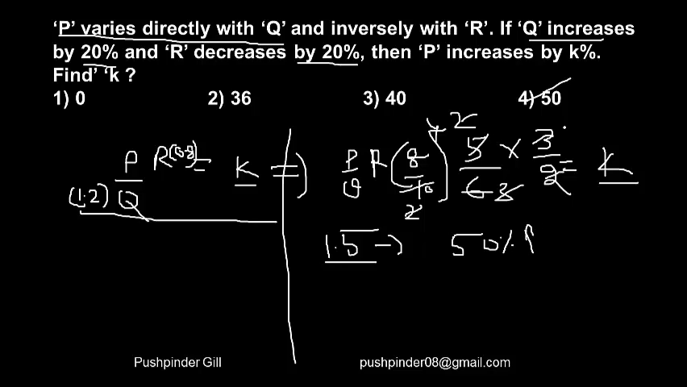Fine, this is pretty simple stuff. When a number gets multiplied by 1.5, it increases by 50%, which is nothing but 1 plus 50 by 100, right? So this is nothing but 50%. So you see how easy the question was. P varies directly with Q. That means P upon Q is a constant. And inversely with R, that means P into R is the constant. And if Q increases by 20%, Q gets multiplied by 1.2. R decreases by 20%, R gets multiplied by 0.8. So overall it got multiplied by 2 by 3. That means P has to get multiplied by 3 by 2 to keep the product constant. That means it has increased by 50%. Fine.